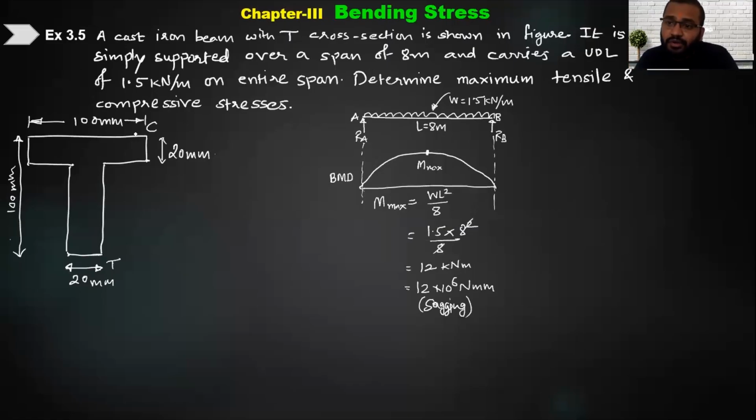Now to find out the inertia about the neutral axis, I'll have to find out the centroid of this particular T section. So can you help me out?